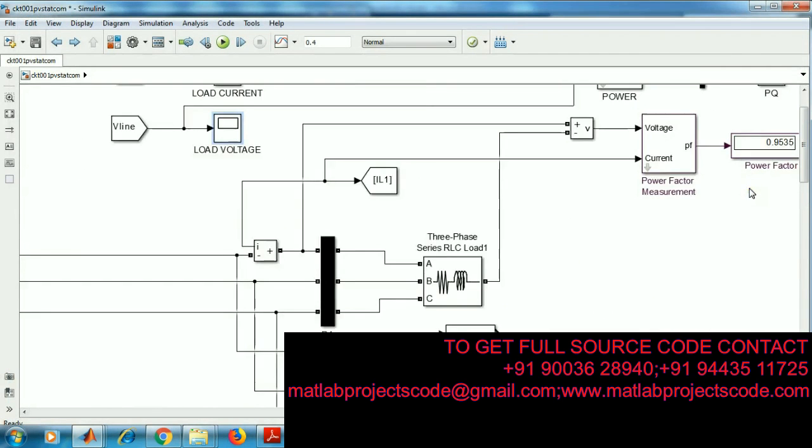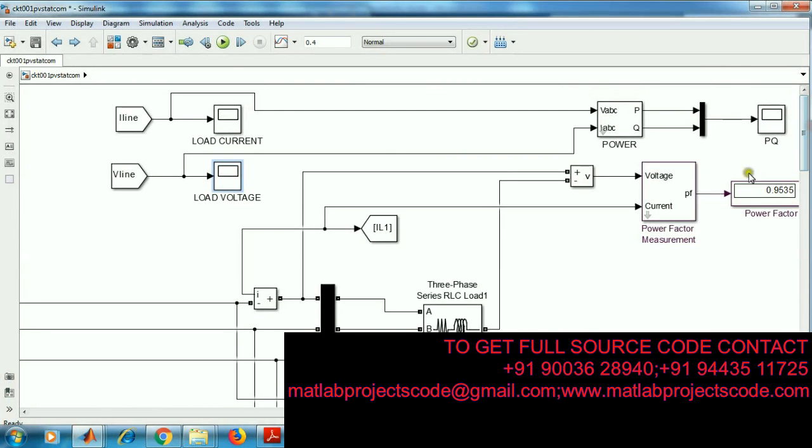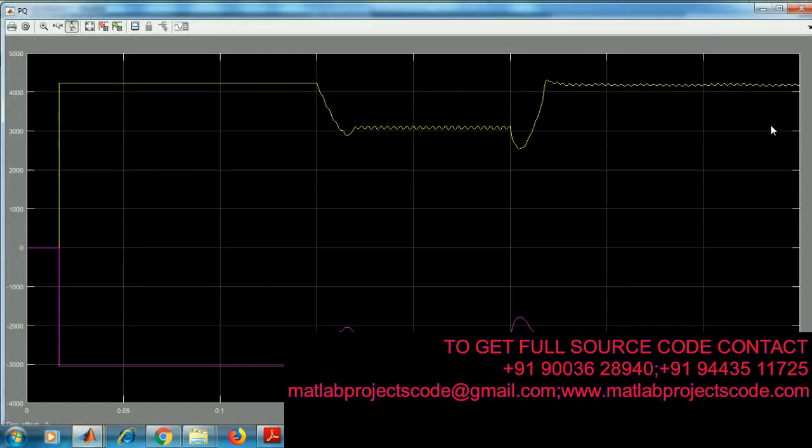This is the power factor. This is for PQ. Connecting the load, the real power will decrease and the reactive power will increase. After connecting STATCOM, the power will be in steady state.